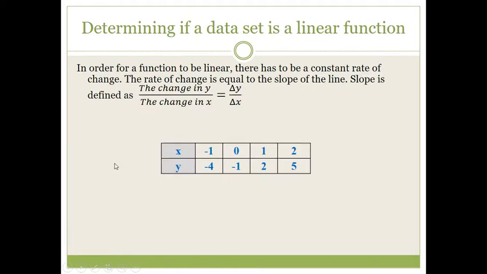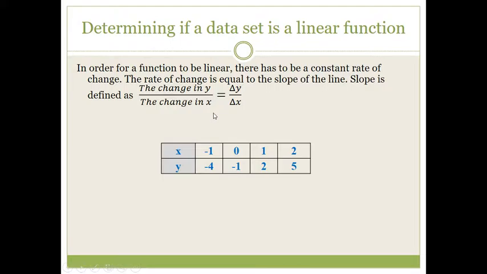In order for something to be linear, it has to have a constant rate of change. The rate of change is equal to the slope of the line. So the slope is defined as the change in y divided by the change in x. You see that I have it equal to what looks like a little triangle y divided by a little triangle x. Those triangles are actually the Greek letter delta, which means change in. So it's the change in y divided by the change in x. Also, you've heard it referred to as rise over run. So we're talking about how steep the line is.